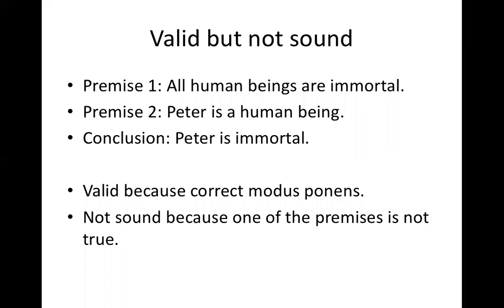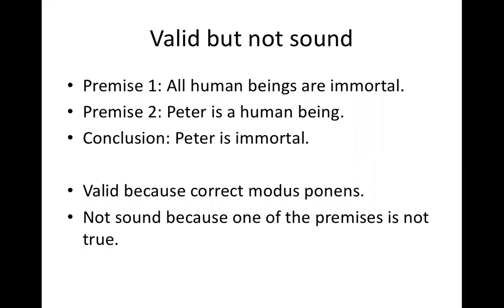Now let's look at this. All human beings are immortal. Peter is a human being. Therefore, Peter is immortal. So this is a valid argument because it affirms the antecedent. But the fact that it is valid doesn't mean that it is true. You can insert incorrect information in a valid argument. It will still be valid because the relationship is correct, but it is not saying the truth.